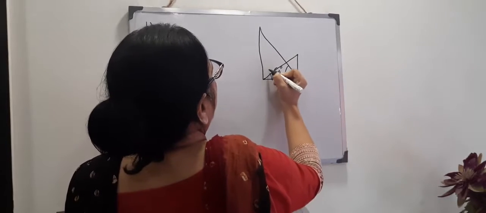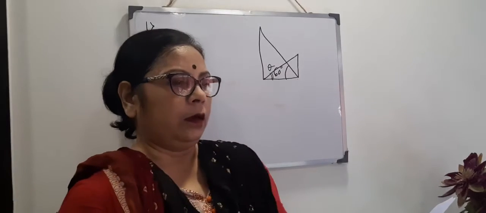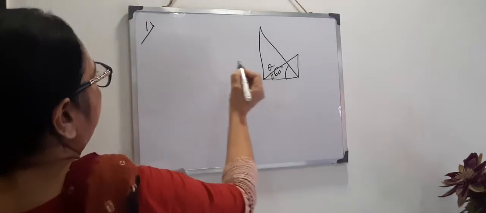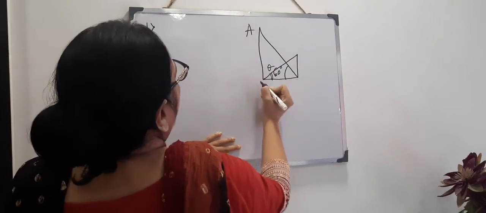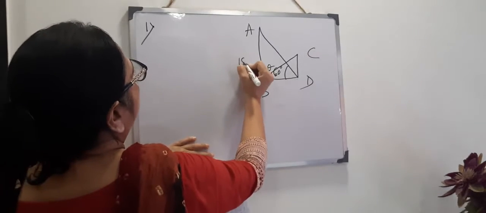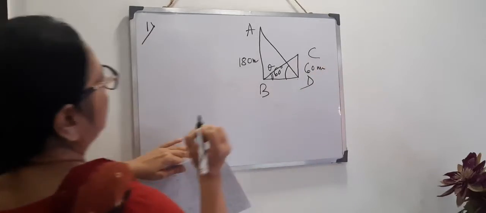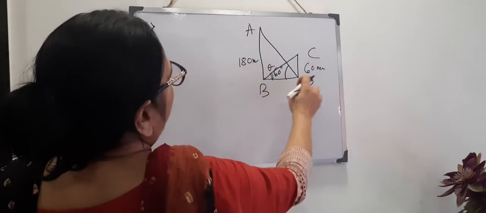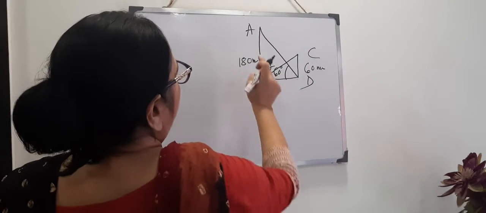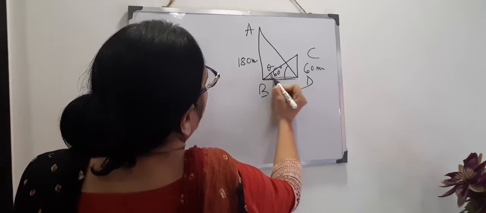We are considering, let this angle be theta. Clear? We have to consider this angle be theta, then we have to calculate this. We are giving names A, B and C, D. This is 180 meter and this one 60 meter. Clear? And we are getting two triangles A, B, D and C, B, D. In these two triangles, what is common? Common is side or base BD.